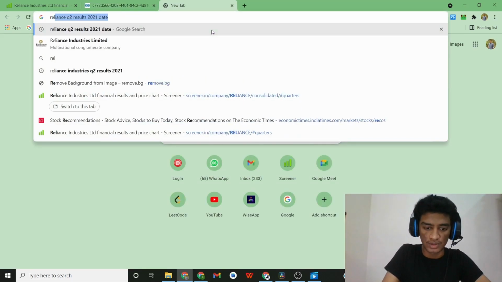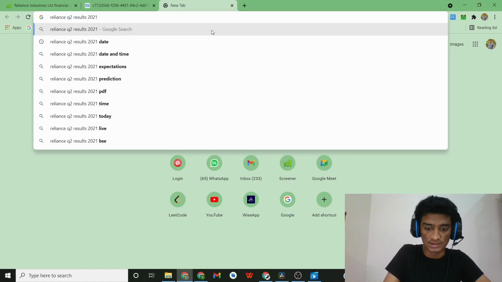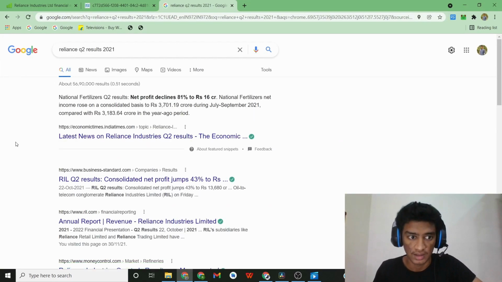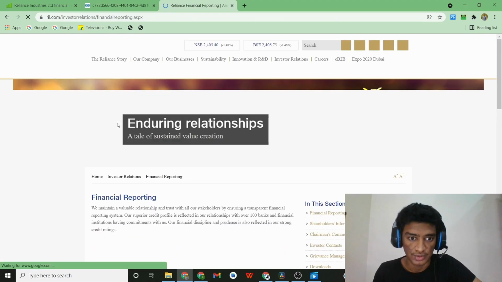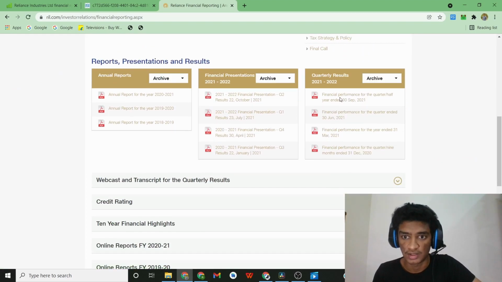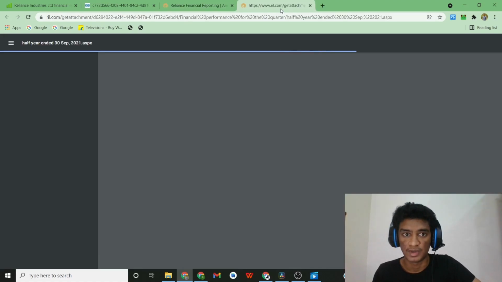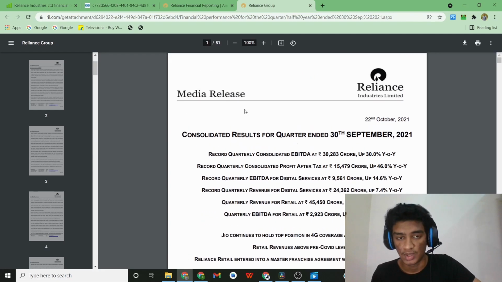So yeah, and if you wish to traditionally view the results issued by Reliance, then you can just go to Google and search Reliance Q2 results 2021, and then go on the official link, and you should get the official results. So yeah, here if you click on the quarterly result section, you will get the official PDF issued by the company itself.